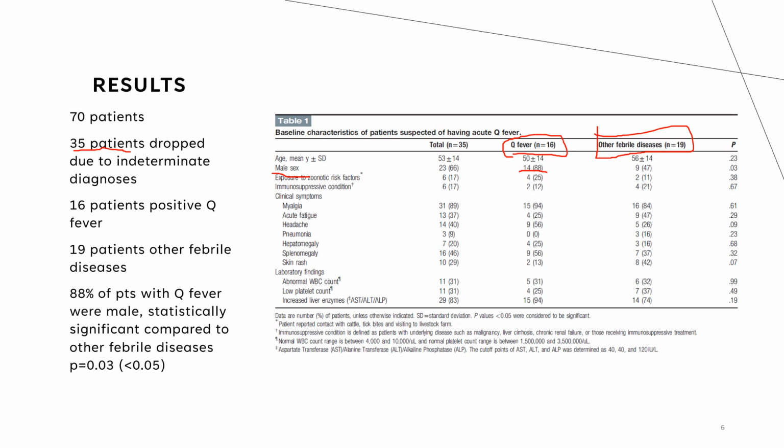And this is statistically significant because it has a p-value of 0.3. For anything to be statistically significant, we need the value to be less than 0.05. So this characteristic of males was the only significant value we can see between the two groups.